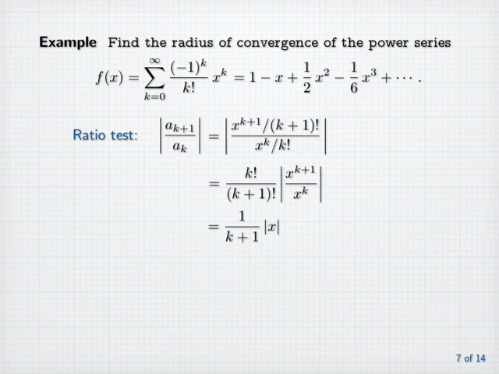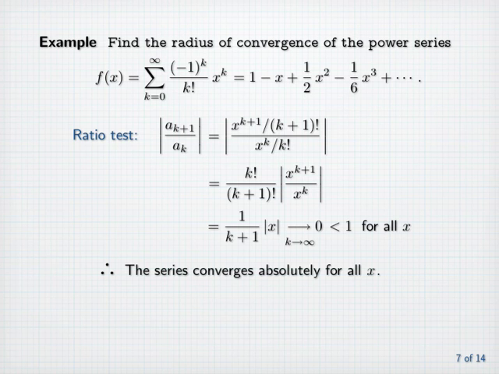Now as k goes to infinity, 1 over k plus 1 goes to 0, and so 1 over k plus 1 times the absolute value of x approaches 0 for any x, and 0 is certainly less than 1, and so the ratio test tells us that the power series converges absolutely for all x, so the radius of convergence is infinity. In other words, the interval of convergence is the entire real number line.